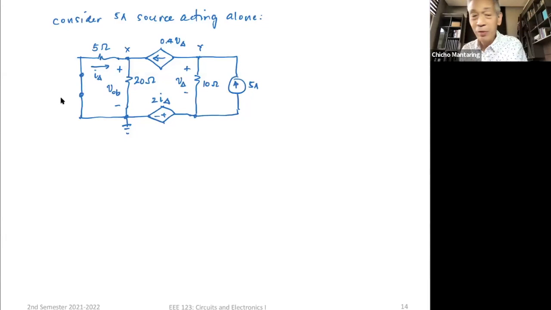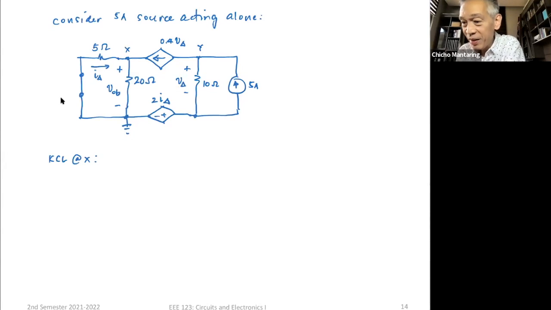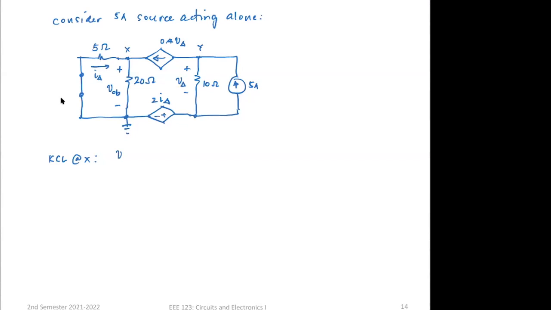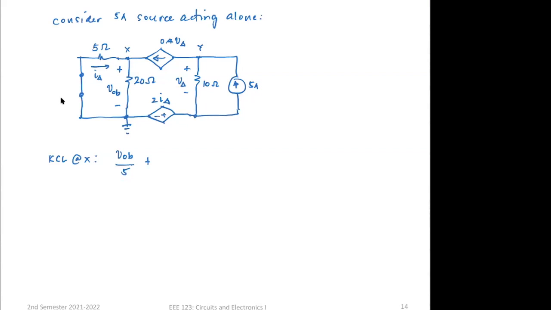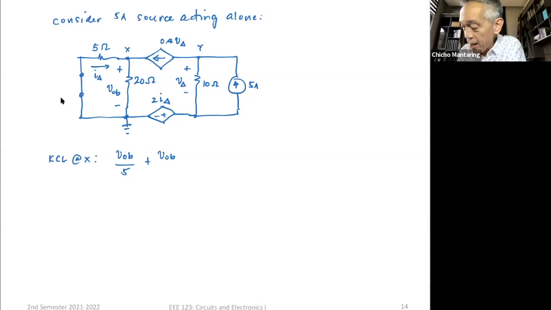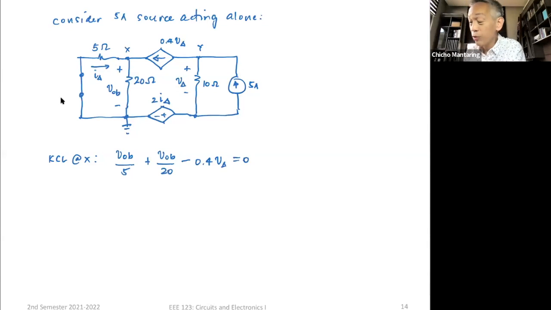Okay. Just to make sure that you're still awake, no? Can I ask Albert to tell me what my KCL equation is at X? V's of X over 5 po. Yeah, but what is V's of X? It's V of O of B. Yeah, V's of O of B over 5 plus V's of O of B over 20 minus 0.4 V of delta. Okay, that's right, no? Is equal to 0.